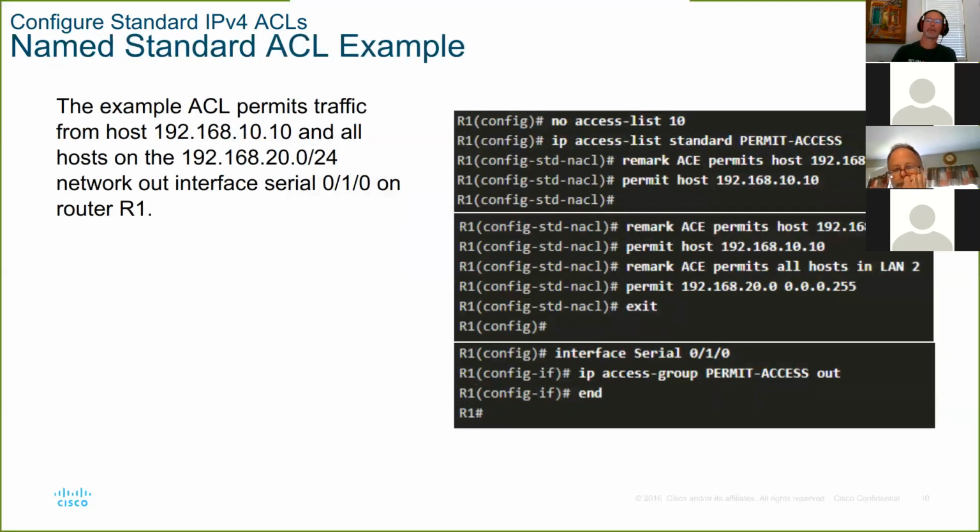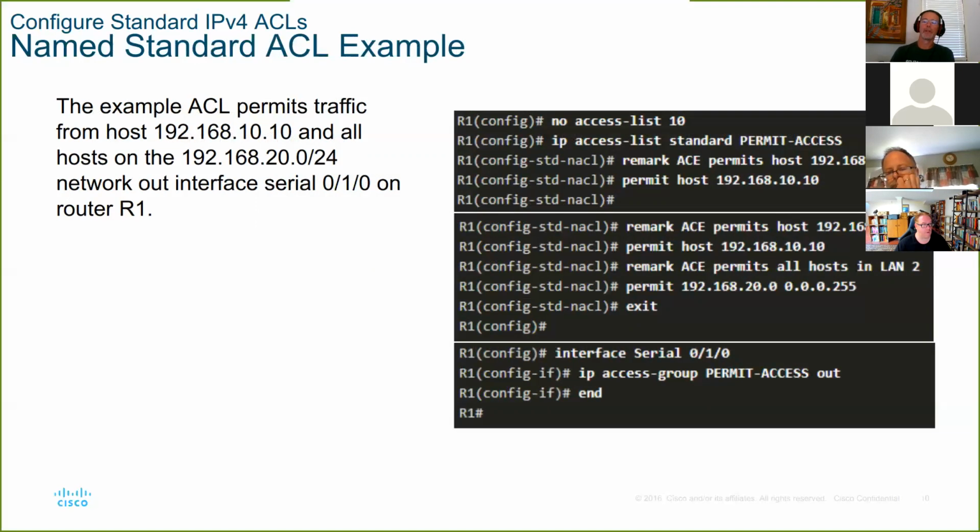Named ACL goes like this. Undo access list 10, create a new access list, it's standard, and we're going to name it PERMIT-ACCESS. And you'll notice that there's this pattern here. Every time we create a name, we tend to use capital letters. It's not a requirement. It just stands out more, and it's easier to see when you're scrolling through a text file with your config.